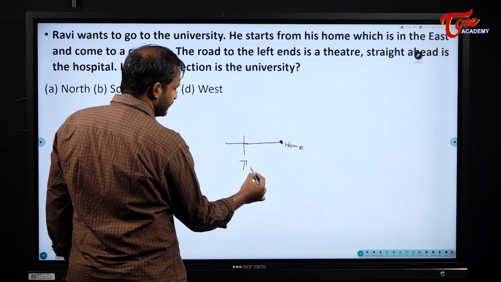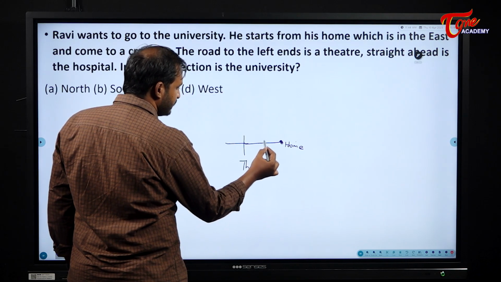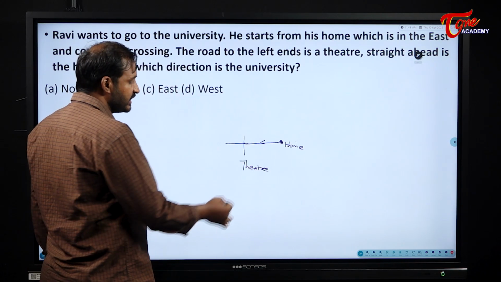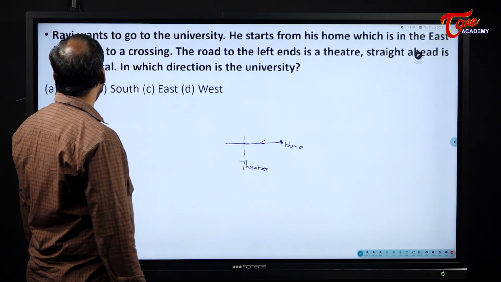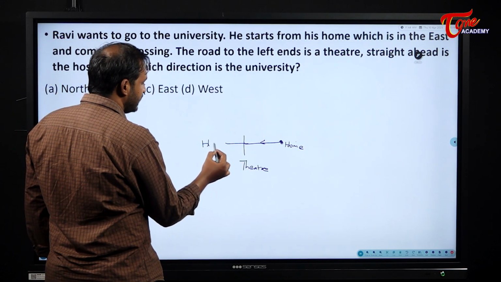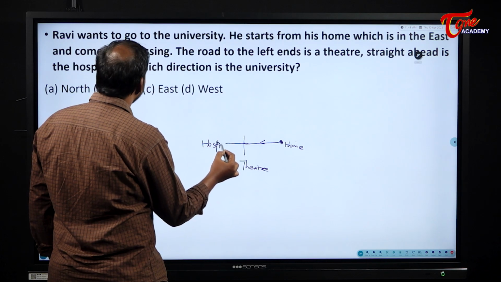Okay, here there is a theatre. Why? Because he is coming from this direction. His home is in the eastward direction, right? Theatre. Straight ahead is the hospital. That means if he goes straight, he will reach a hospital.